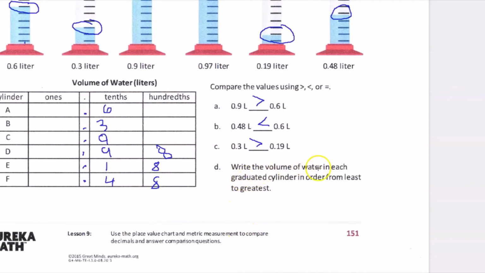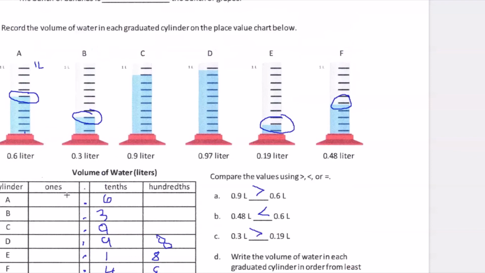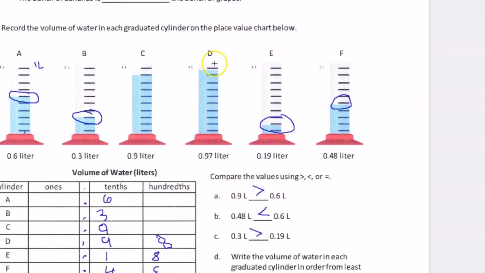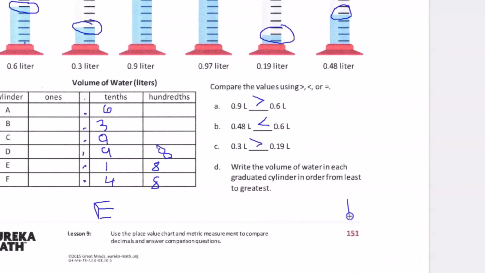It says write the volume of water in each graduated cylinder in order from least to greatest. So you would do that with letters. I think the smallest one would be E, okay? And I think the biggest one would be D. So just try to put them in order that way. All right, that's it for this problem set.